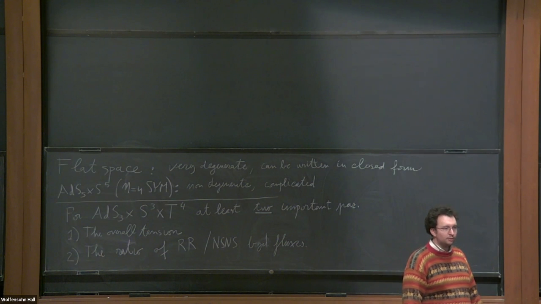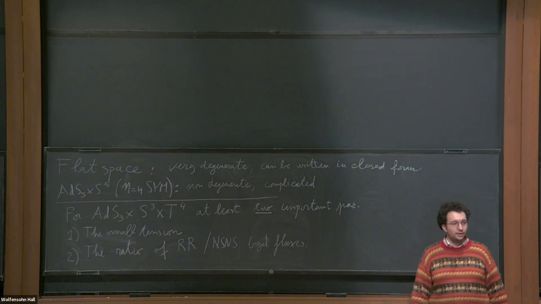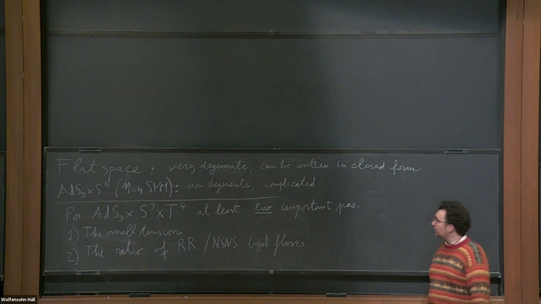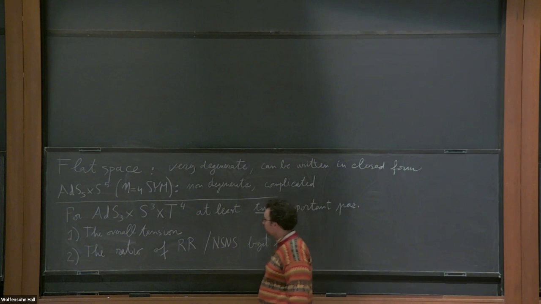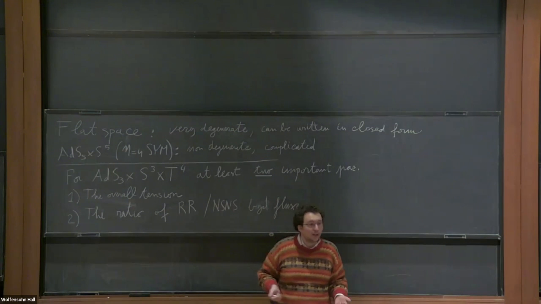That would give you a background with only Ramond-Ramond fluxes, or it can be realized as a near-horizon limit of a system of fundamental strings and NS5 branes. And that would give you the background with only NS-NS fluxes. But you can also do something in between, and then you would get a combination.